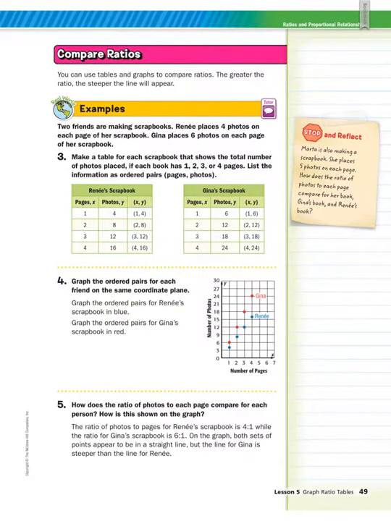Now in these you're going to be comparing ratio tables. So you're actually going to be doing 2 ratio tables at once. So let's start at the top. It says 2 friends are making scrapbooks. Renee places 4 photos on each page in her scrapbook, and Gina places 6 photos on each page in her scrapbook. In example 3, it says to make a table for each scrapbook that shows the total number of photos placed if each book has 1, 2, 3, or 4 pages. List the information as ordered pairs.